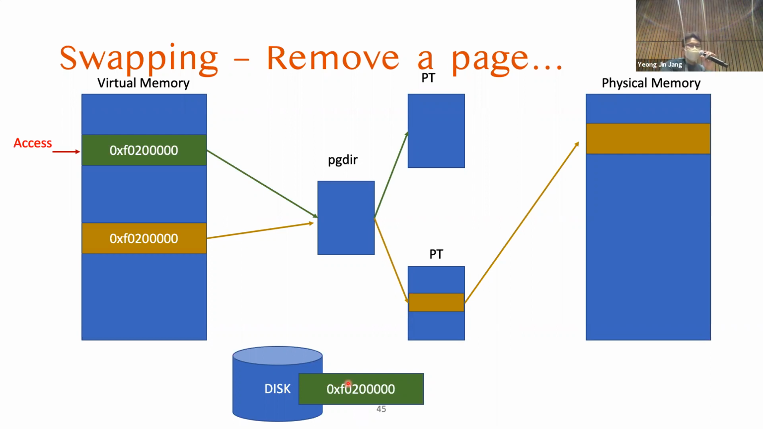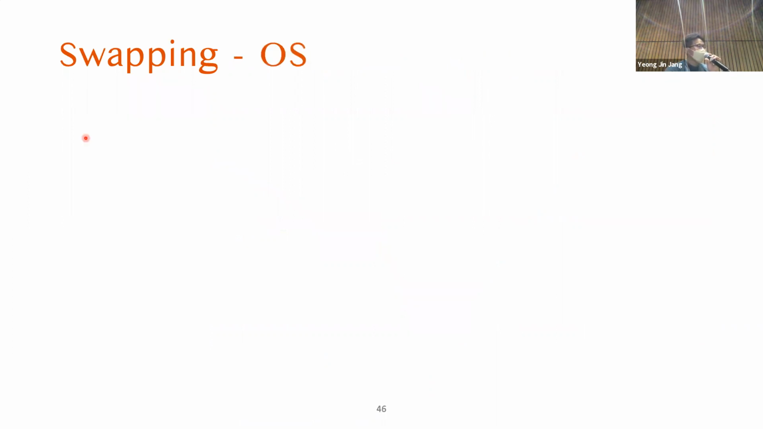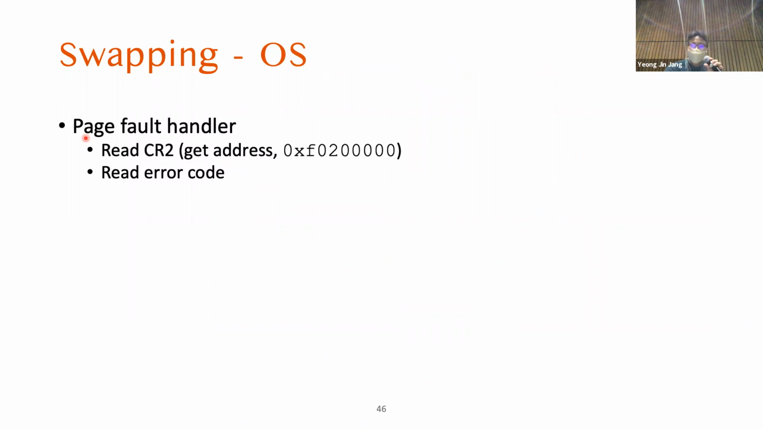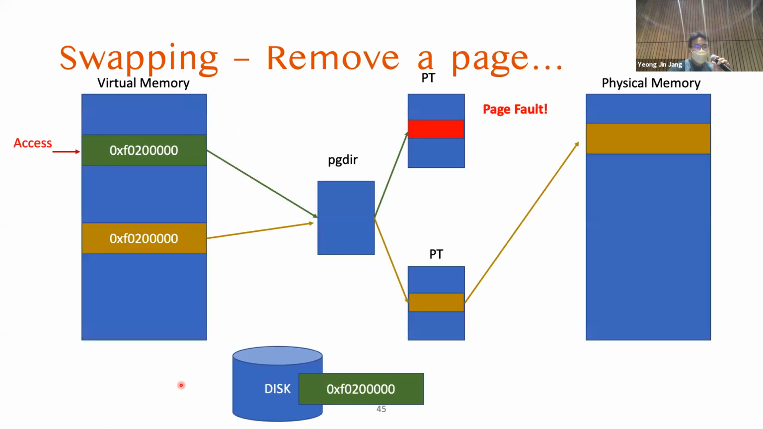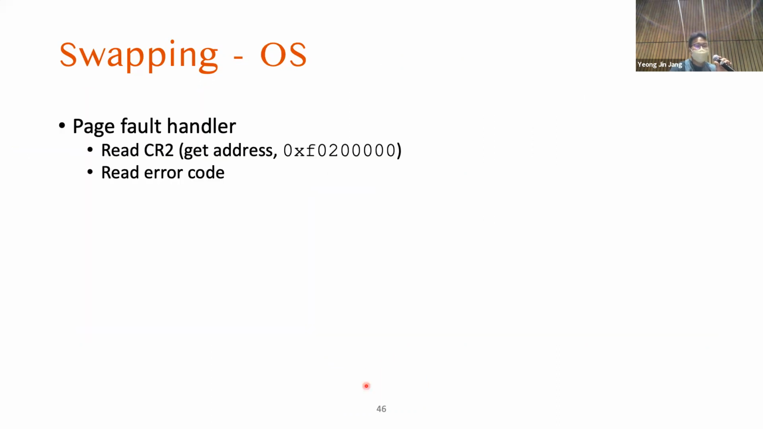And then later, suppose the application accesses this virtual memory address. Because there's no entry, it will generate the page fault. Then at the operating system, we can get the CR2 and then get the address, and also get the error code. The error code says that the page is not present, but from the address, we can query the disk and see if this page is available on the disk or not.